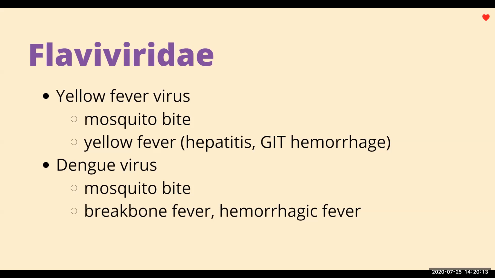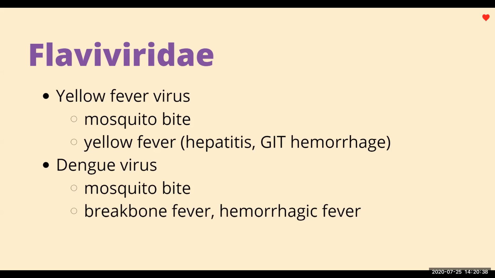And what are the symptoms? Fever, chills, headache, backache, muscle aches. And 15% of the people who get yellow fever develop serious illness that can lead to bleeding. So that is why there will be GIT hemorrhage. It can lead to shock, organ failure, and even death. So that's all for yellow fever.